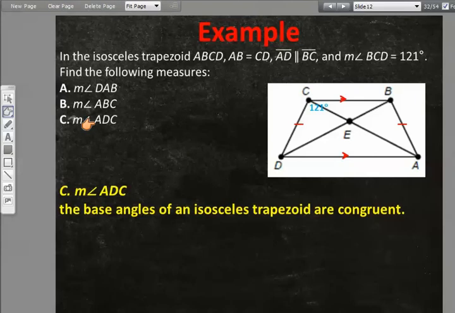Okay, measure of ADC, we got ADC. The base angles of an isosceles trapezoid are congruent. We already know the measure of this angle right over here is 59 degrees. So that means the measure of ADC is also going to be 59 degrees.